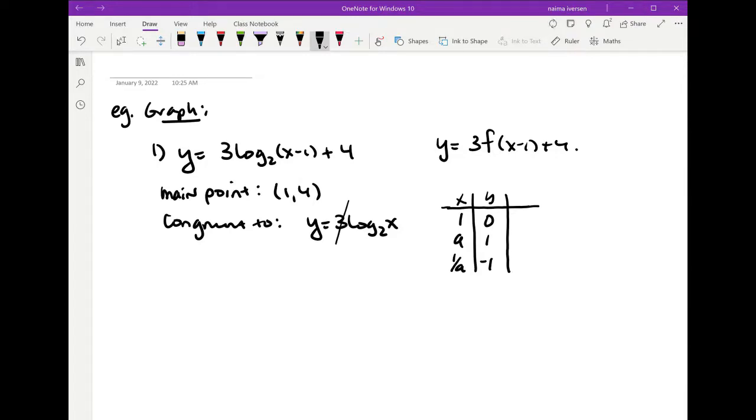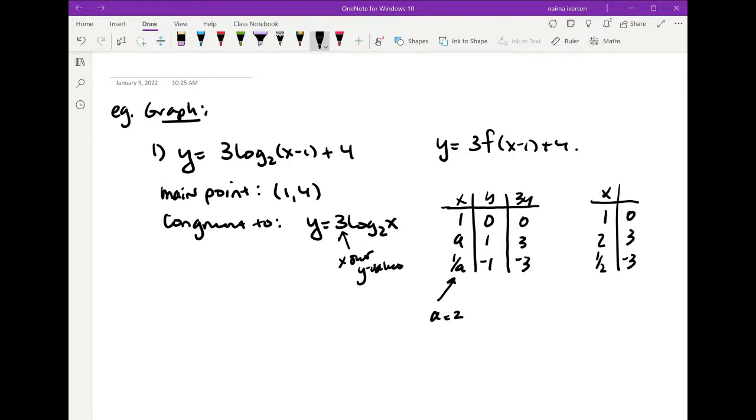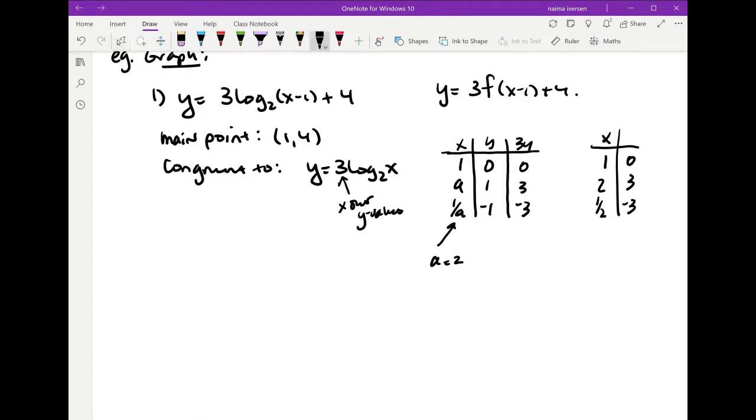And then, because this 3 is multiplying our y values, we're going to do our 3y, which is going to be 0, 3, and -3. Notice that in this case here, our a value is 2. So really, our table of values finally looks like this: 1, 2, and 1/2. 0, 3, and -3, and then we can figure out what happens from our main point.